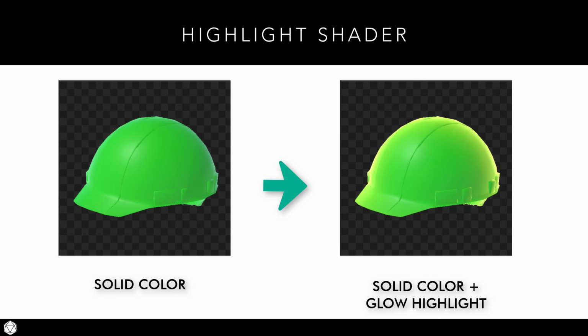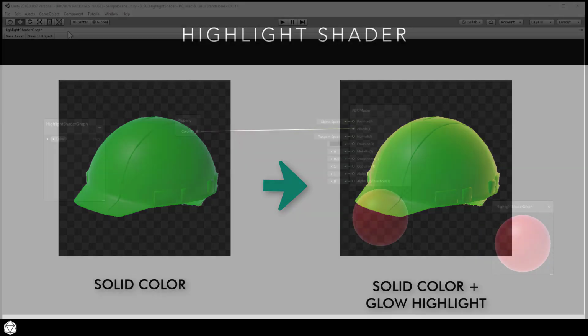We currently have a simple shader that can change our material to a solid color. Let's add a little halo or glow around the edges of the game object just to give it some extra emphasis. So here's our current progress.